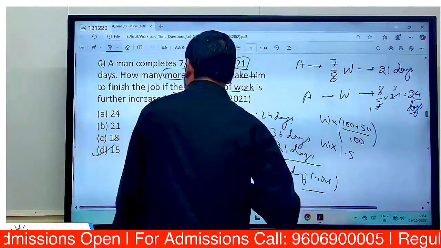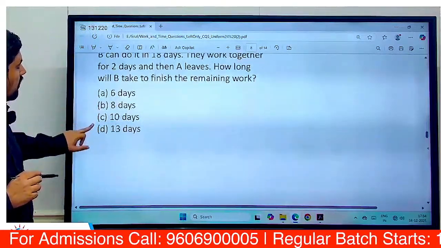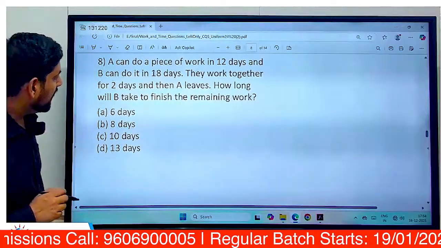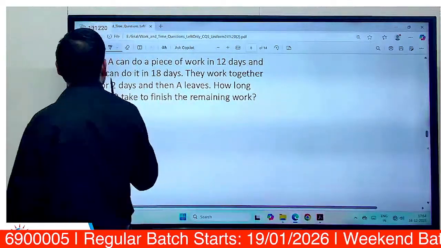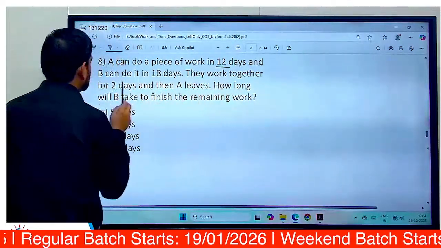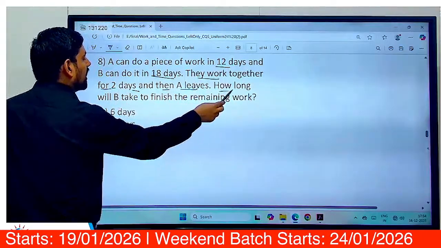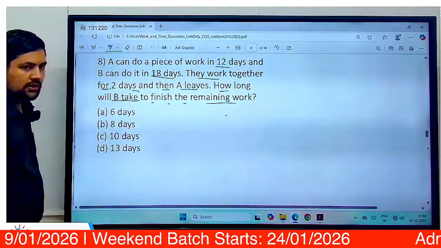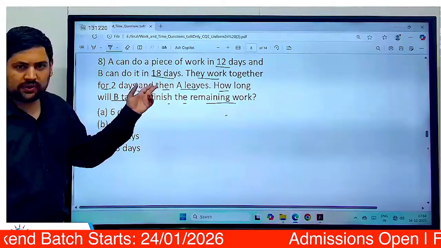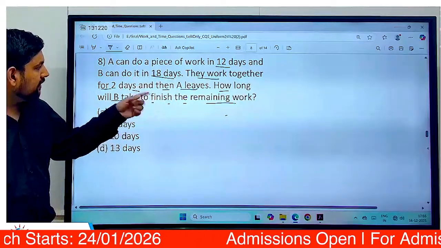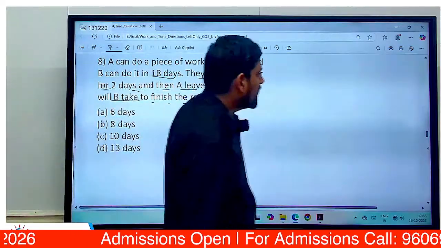Basically, see how we do those questions. Yeah. Let's take this as an example. It says A can do a piece of work in 12 days. B can do it in 18 days. They work together for 2 days. Then A leaves. How long will B take to finish the remaining work? Do you understand what it is saying? It is saying both work together. Then A leaves. Now B does the remaining work. How much time will B take? Now see how you do them.